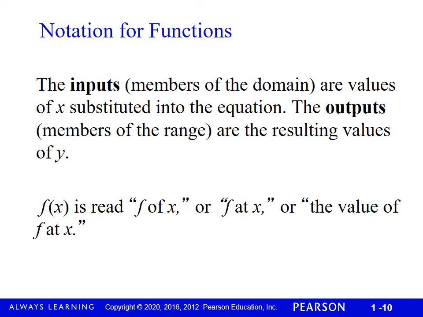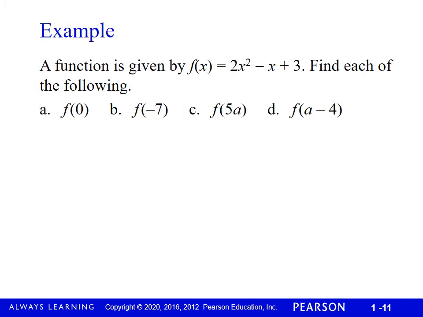So what it's saying here is, what is the value of y when the input is a specific value of x, okay? So if I document an equation that says a function is given by f of x equals 2x squared minus x plus 3, notice this is another way of saying y equals 2x squared minus x plus 3, okay? This is just a different notation for the y value. F of x is the y value, okay? So when I look at A, it is saying, what is the value of y, f of 0? F of 0 is the y value when x equals 0.